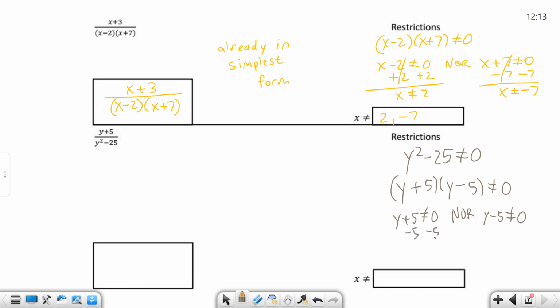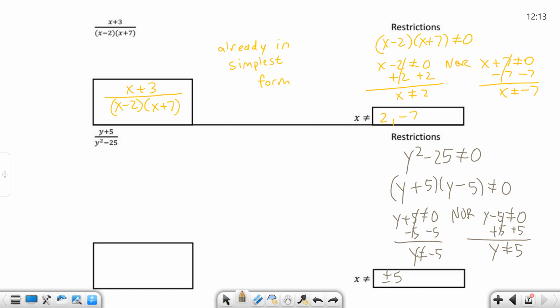And so I'm going to subtract 5 here from both sides and get y can't be negative 5. And over here I'm going to add 5 to both sides, and y can't be 5. So I'm going to put in here plus or minus 5. You can write negative 5 comma 5. That's okay. I'm going to write plus or minus 5.